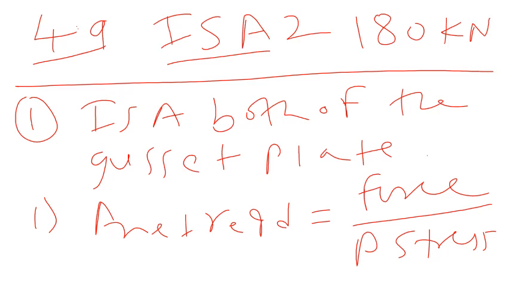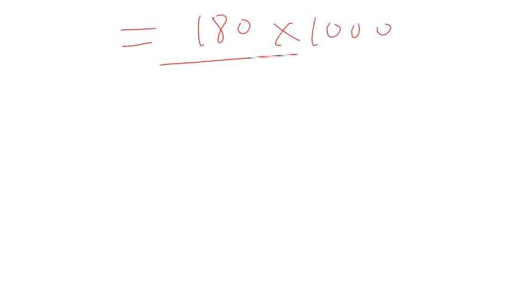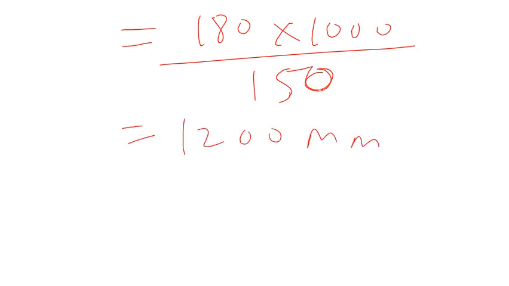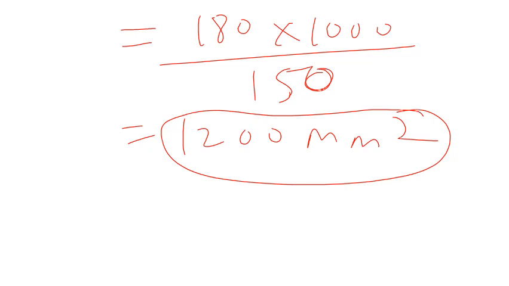It will be an angle, and we do not know the thickness of the angle. From table 4.1 we can take the value for the permissible stress as 150. To calculate the net area required, the force to be carried is 180 kilonewton. Let me make it Newton, and the permissible stress is 150 Newton per millimeter square. This is from table 4.1. So this comes to 1200 millimeter square. Remember that this is the area for the two angles.